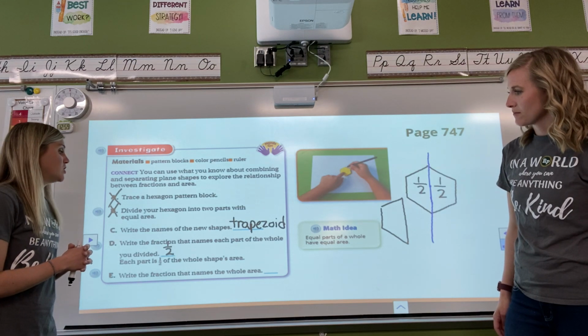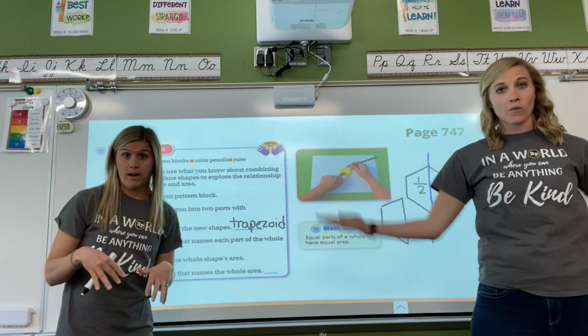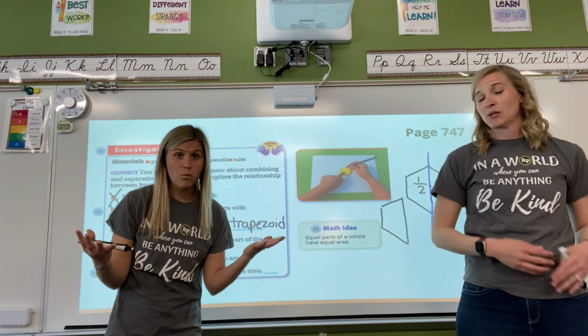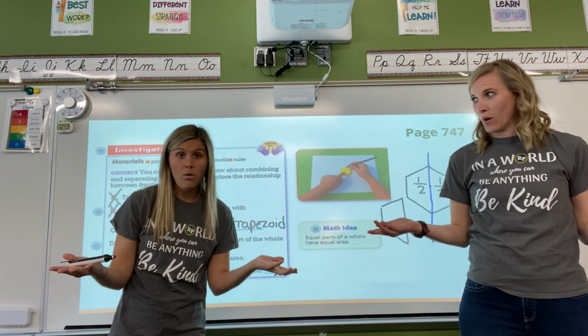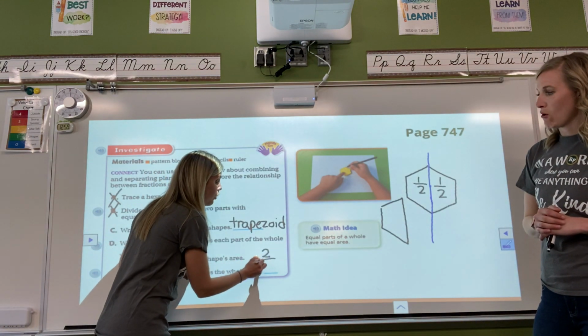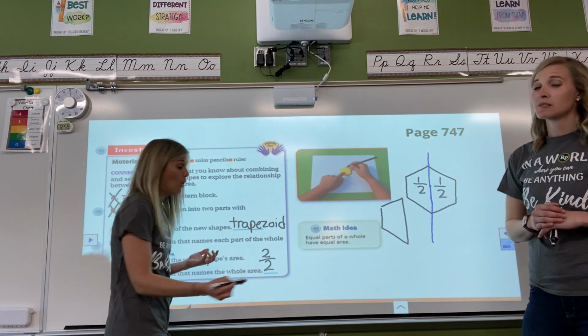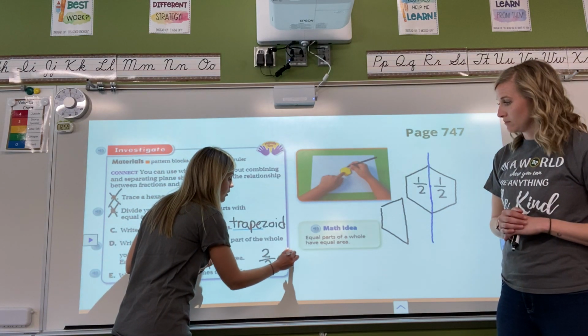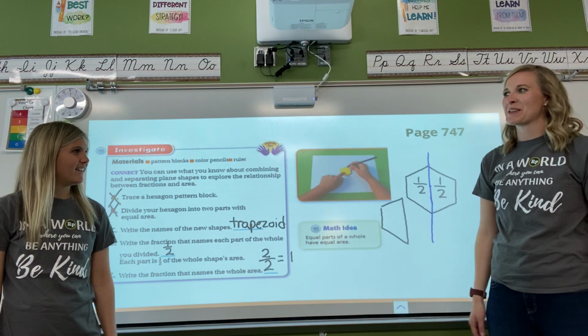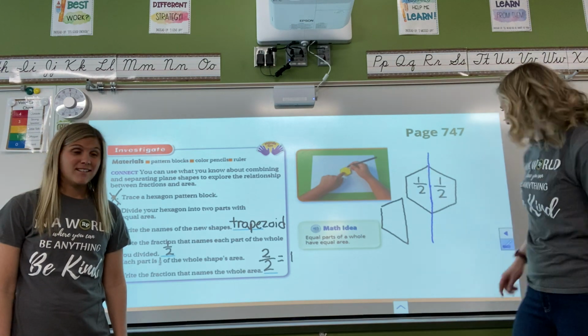Now write the fraction that names the whole area. Well, 1/2 plus 1/2 equals 1 whole. So I could write that as a fraction of 2 over 2, which I know equals 1 whole. Awesome. There we go. Gosh, makes me think back to fractions. Those are fun.